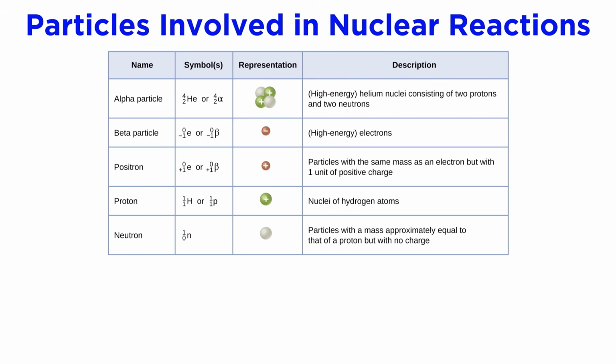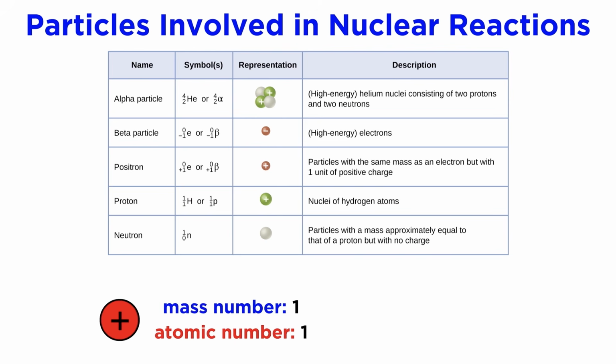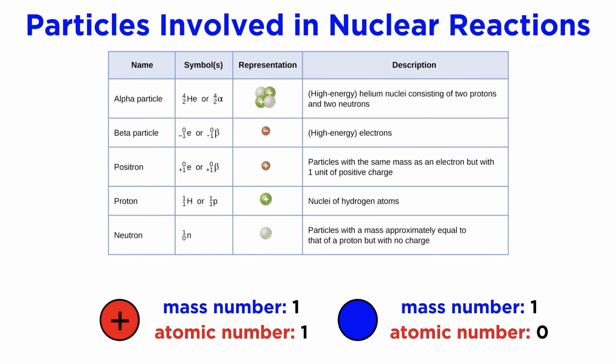Next, we have the proton and the neutron. These should be very familiar, as they are the normal nucleons found in any atom. A proton can be referred to with either a lowercase p or a capital H, as a hydrogen nucleus is simply a proton. This will have atomic number 1 and mass number 1. The neutron will be referred to with a lowercase n, and it will also have a mass number of 1, but its atomic number will be 0, as it has no charge.